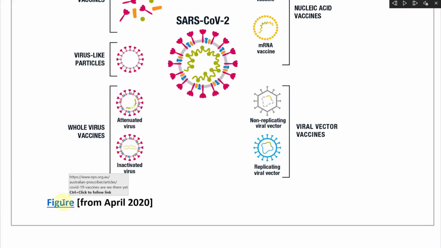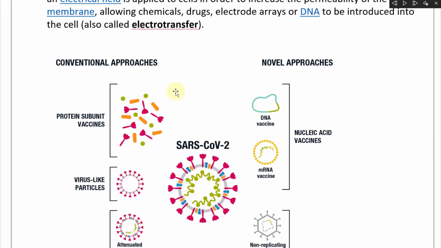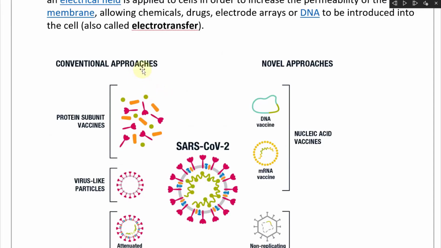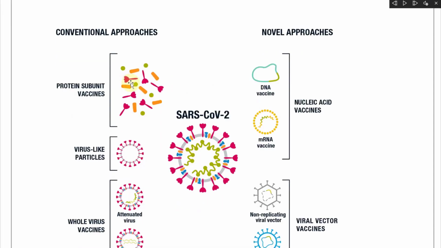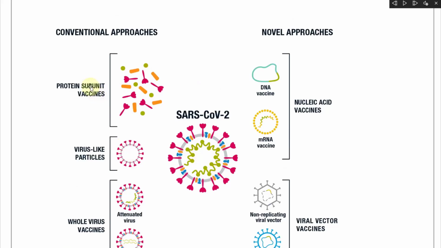So this is from nps.org.au, an Australian government website. Yeah, nps.org.au. And let's take a look at this. So these are conventional approaches to the SARS-CoV-2 virus and vaccine production. The conventional approach is protein subunits. So you're just using parts of the protein, these parts right here. So you would take some of this part here, and some of these others, maybe this part right here.